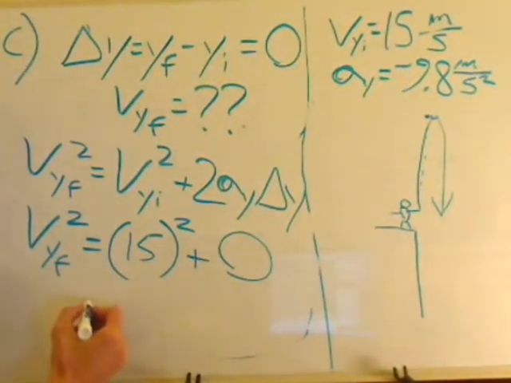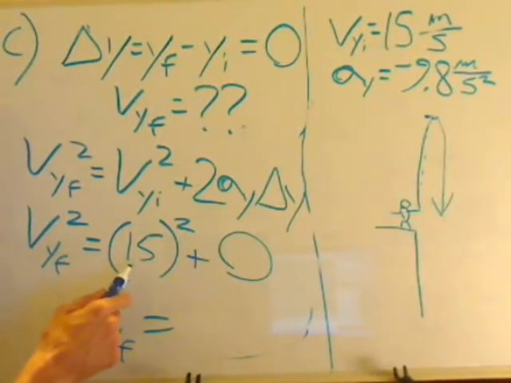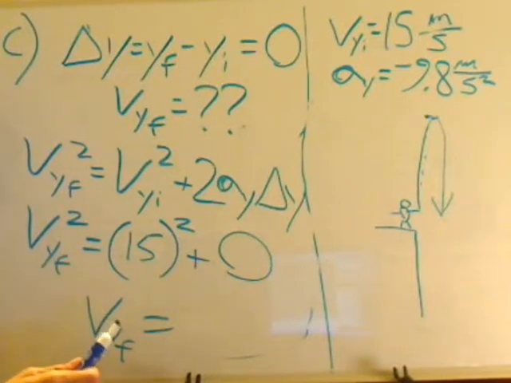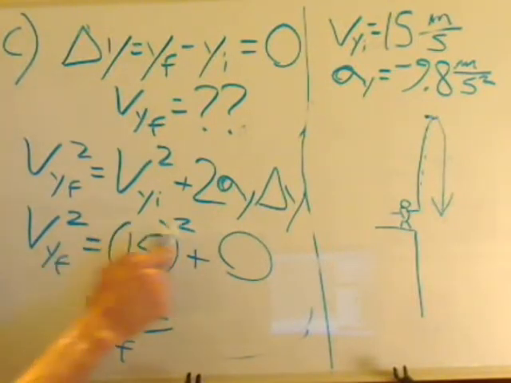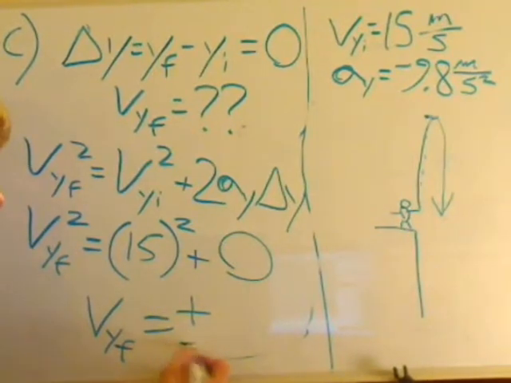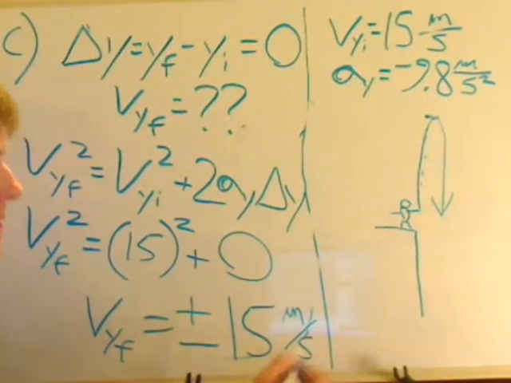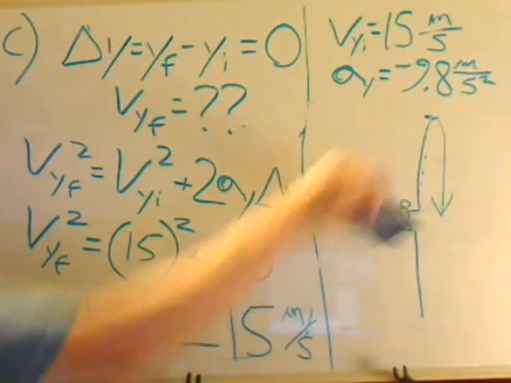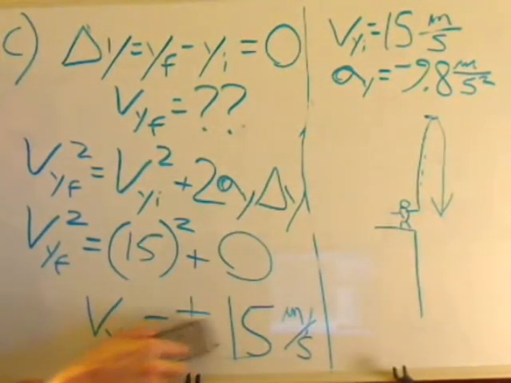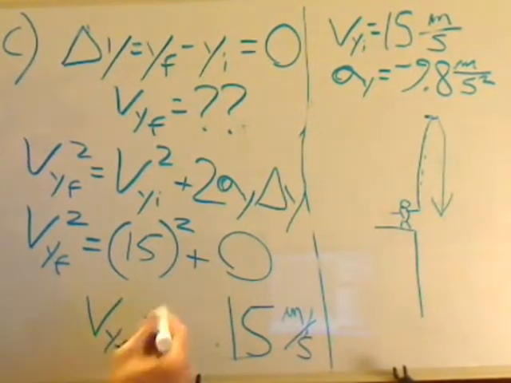So what we find is Vy final, after taking the square root, is not just positive 15. When you take the square root of 15 squared, you get 2 solutions: one is plus, one is minus 15 meters per second. Now, there's only one solution to this problem, so we want to pick the solution that makes the most sense. The only one that makes physical sense is the negative solution. The ball is traveling downward. So minus 15 meters per second is our solution.